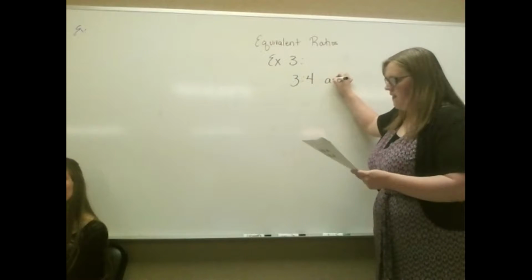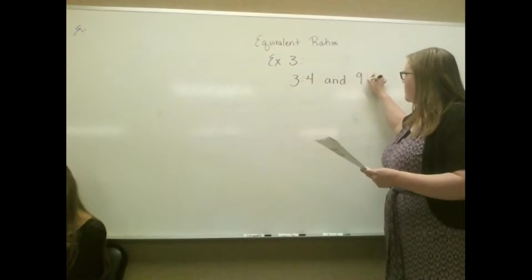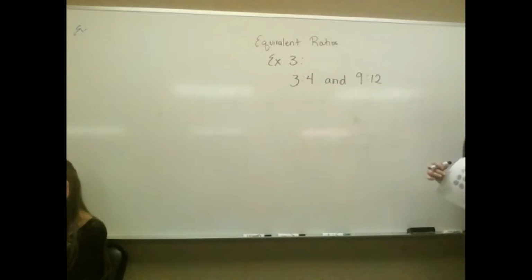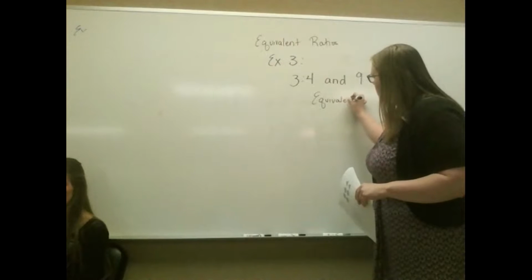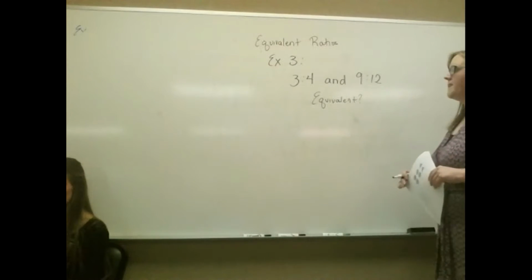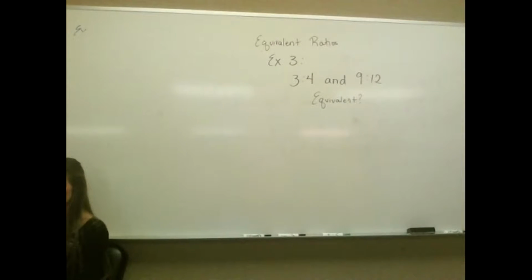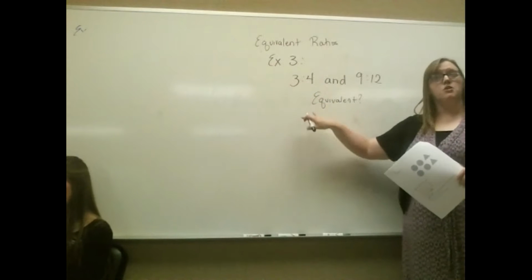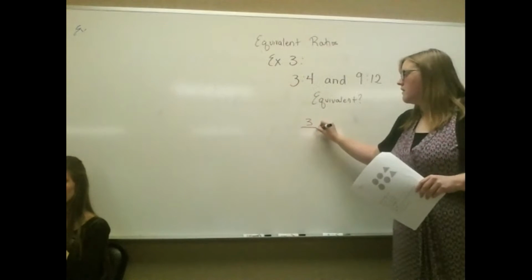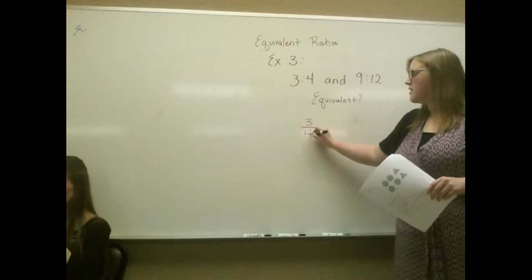3:4 and 9:12. There are 2 ratios there. We want to know if they're equivalent. Let me write this on the board here. So the easiest thing to do is to take both of these and convert them to fractions. All right, so our first number goes in the numerator. Second number goes in the denominator.